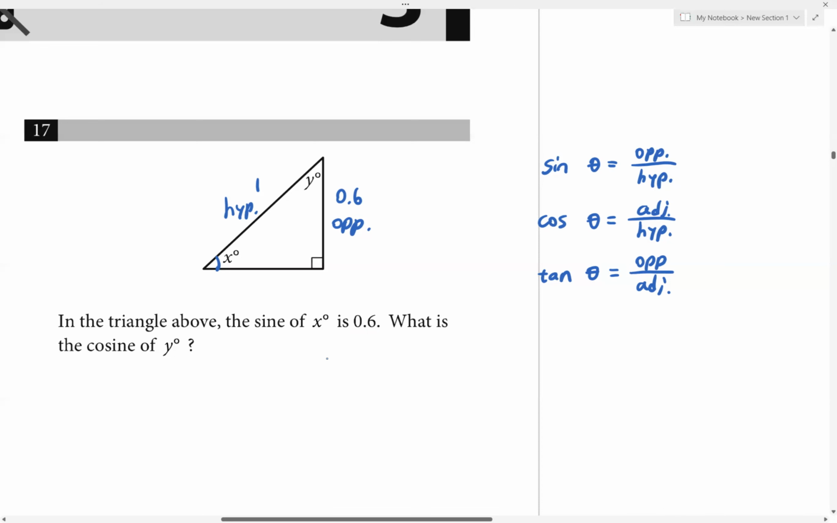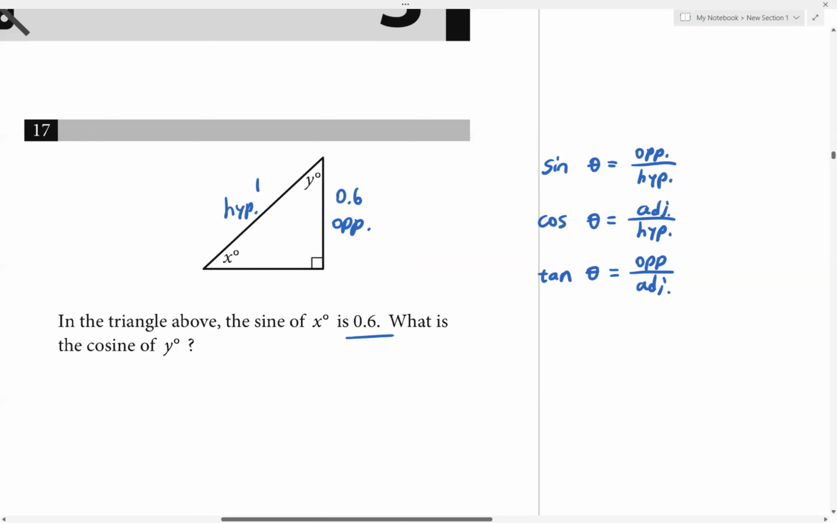Because when we deal with trigonometry, we're just focusing on the ratio of the sizes and not how long or how big or small the numbers are. So here I'll just do 0.6 over 1. If opposite is 0.6 and hypotenuse is 1, the sine ratio is 0.6. Now we can answer the question.